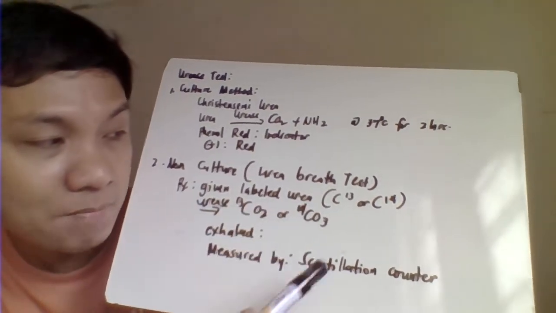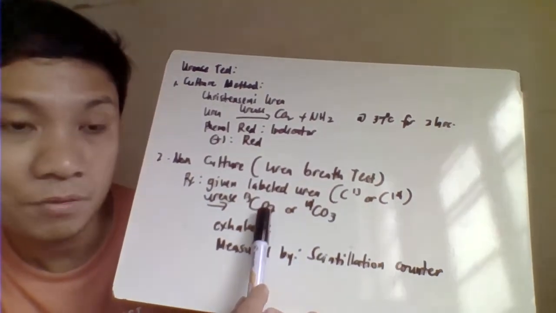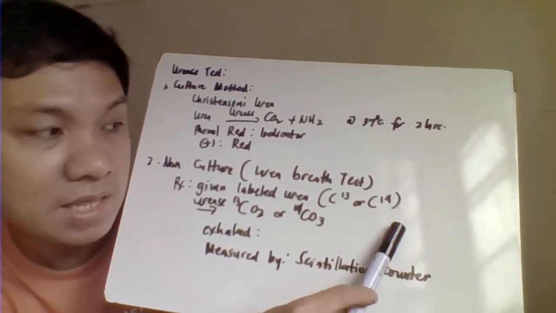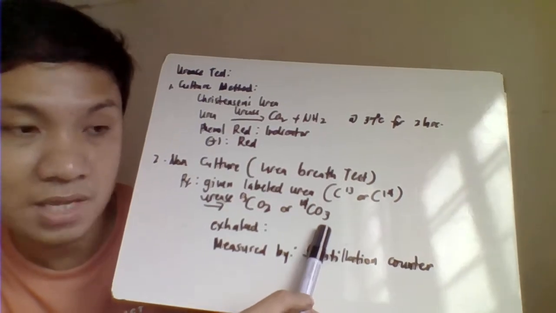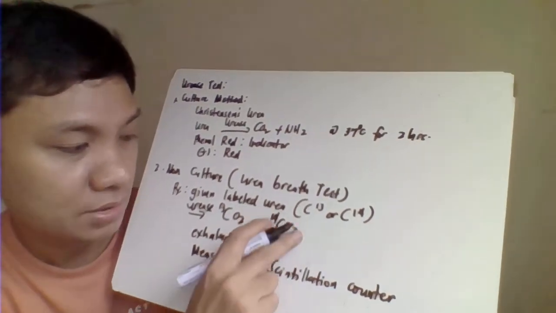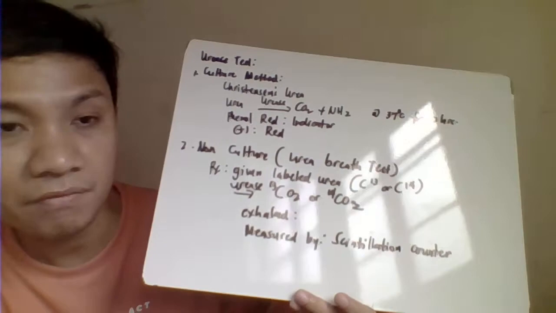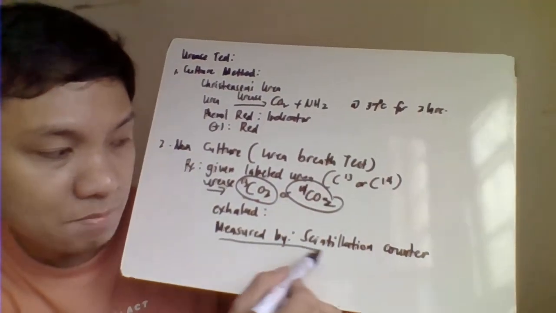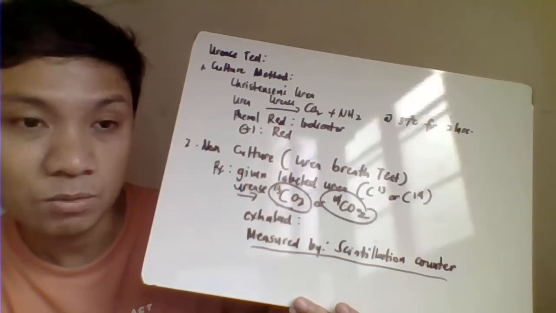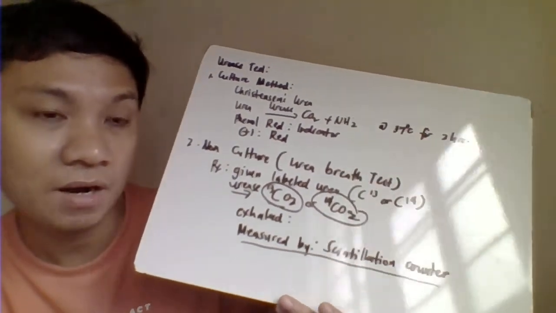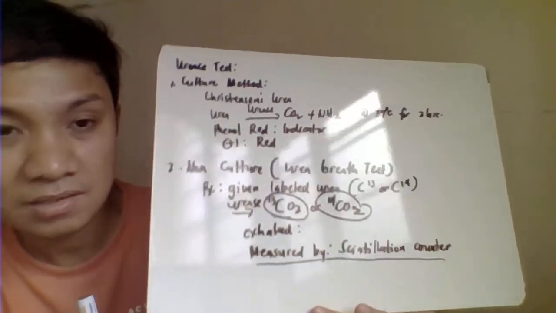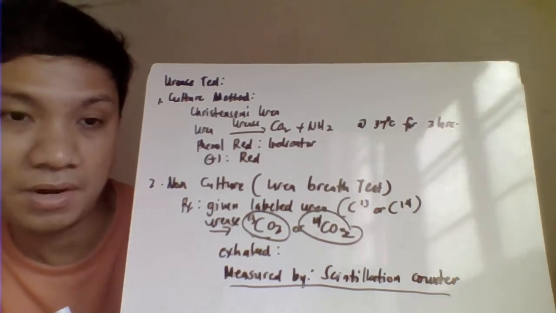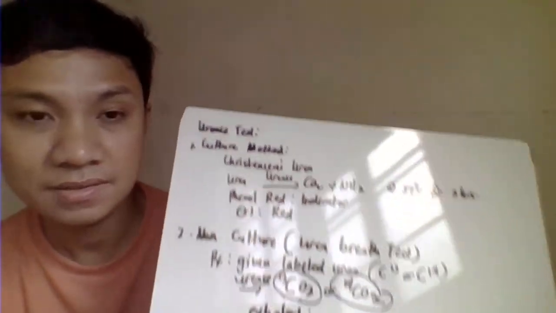So, for example, ang labeled mo is carbon 13. So, ang product mo dito, carbon dioxide 13. If ang binigay mo sa patient is the labeled carbon 14, ang product mo dito is carbon dioxide 14. Okay, that's your carbon dioxide 14. So, ito yung imemeasure natin. How are you going to measure that one? So you have your instrument, a scintillation counter, that will allow you to measure the exhaled carbon dioxide 13 or 14. Okay, so that's for the urease identification, specific only for your Helicobacter pylori. Okay, so thank you.